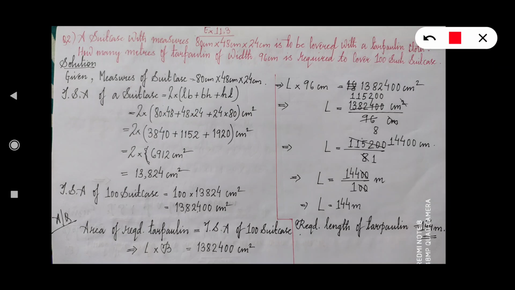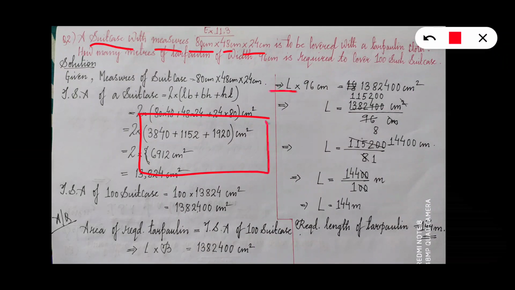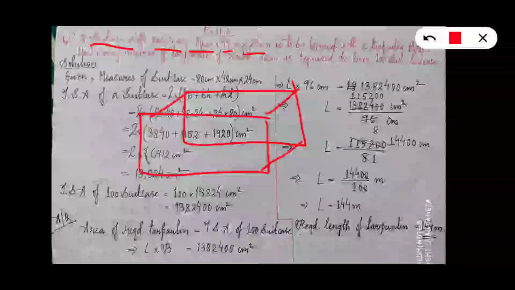Okay, hello my dears. This is question number 2 of the same exercise 11.3. Let's start the question. A suitcase with measure 80 centimeter, 48 and 24 centimeter. The suitcase is in the shape of a cuboid only, quite like this in shape.